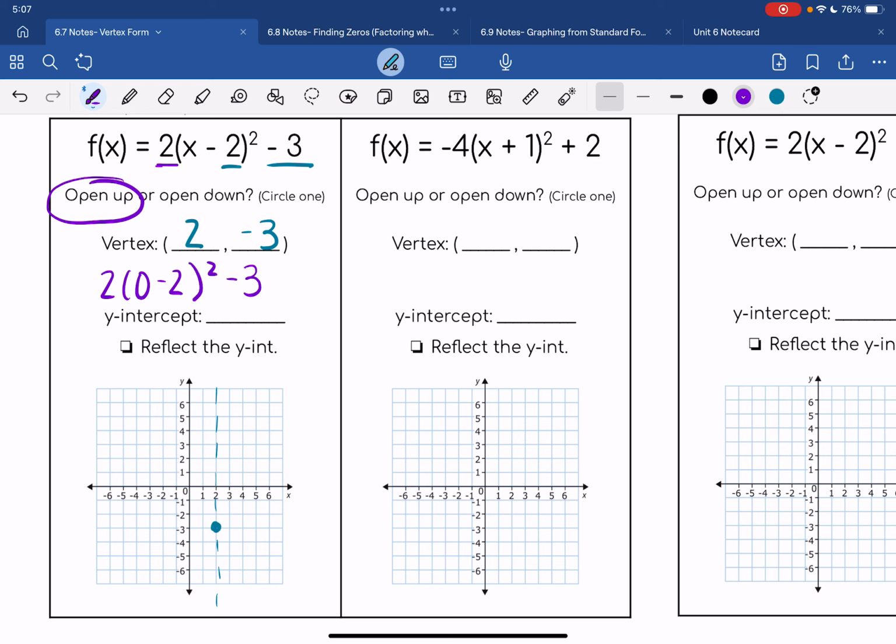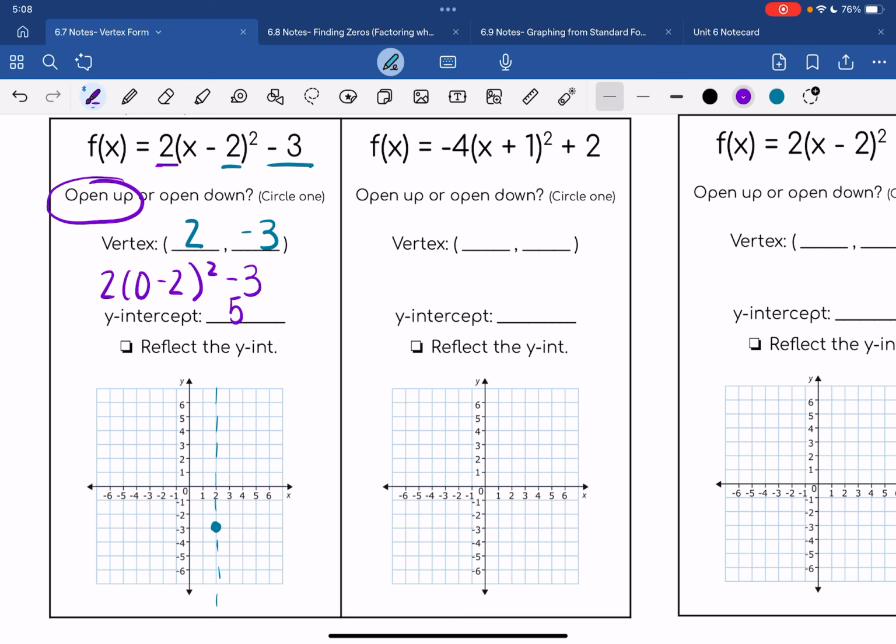If we work that out by hand, we would need to do our parentheses first. So 0 minus 2 would be negative 2. Negative 2 squared would be positive 4. And then we would do 2 times 4 to get 8. 8 minus 3 to get 5.